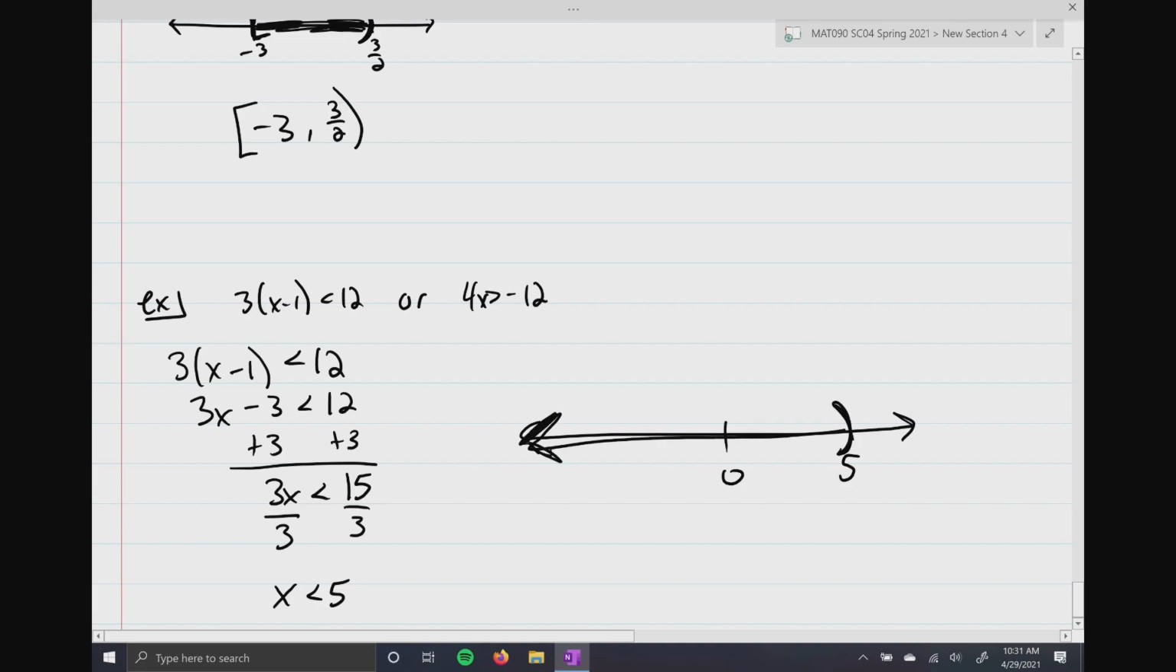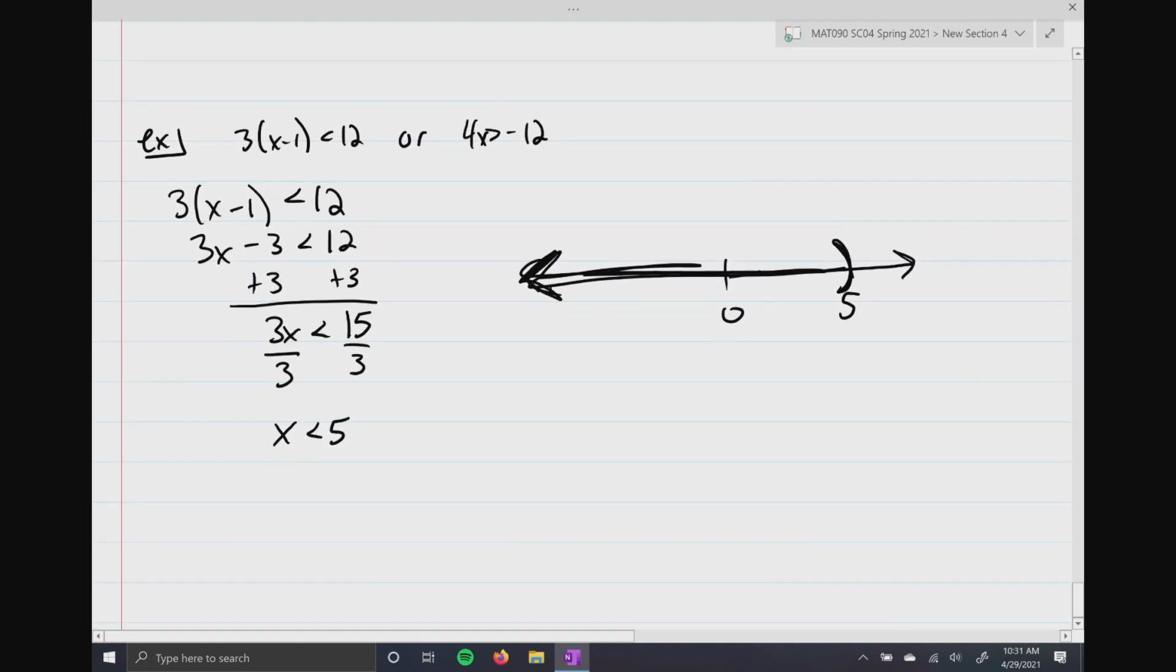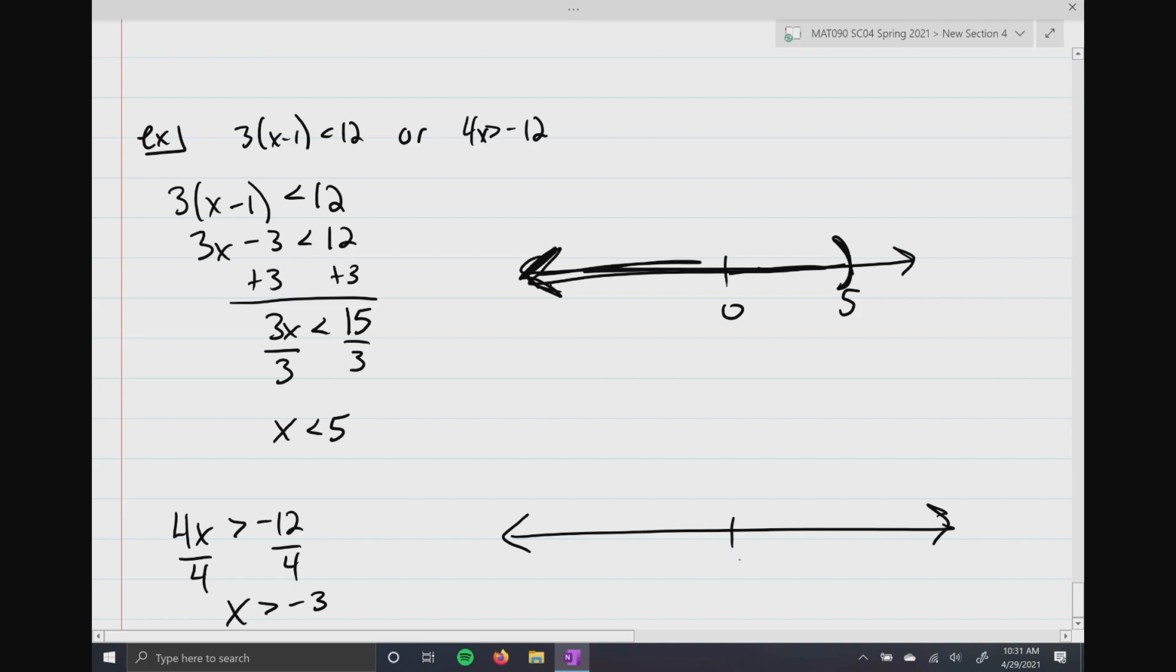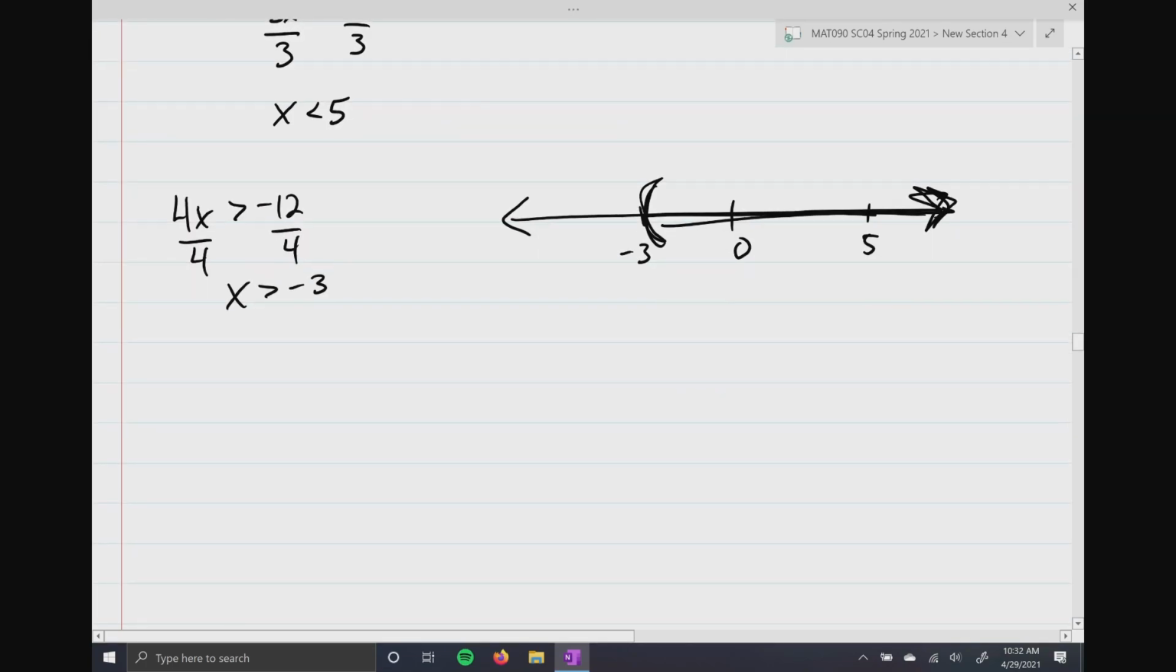So there's my number line for that. Second example, 4x is greater than negative 12. Divide both sides by 4. You get x has to be greater than negative 3. Negative 3 is to the left of 0, and x is going to be greater than that. And since this is an or statement, I know we're going to have that immediate overlap.